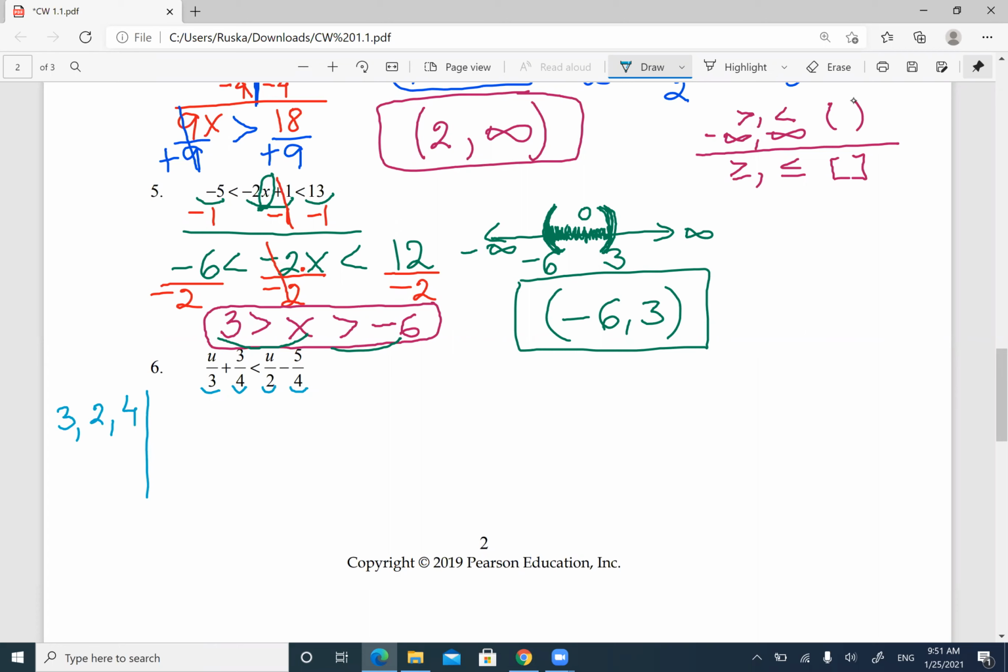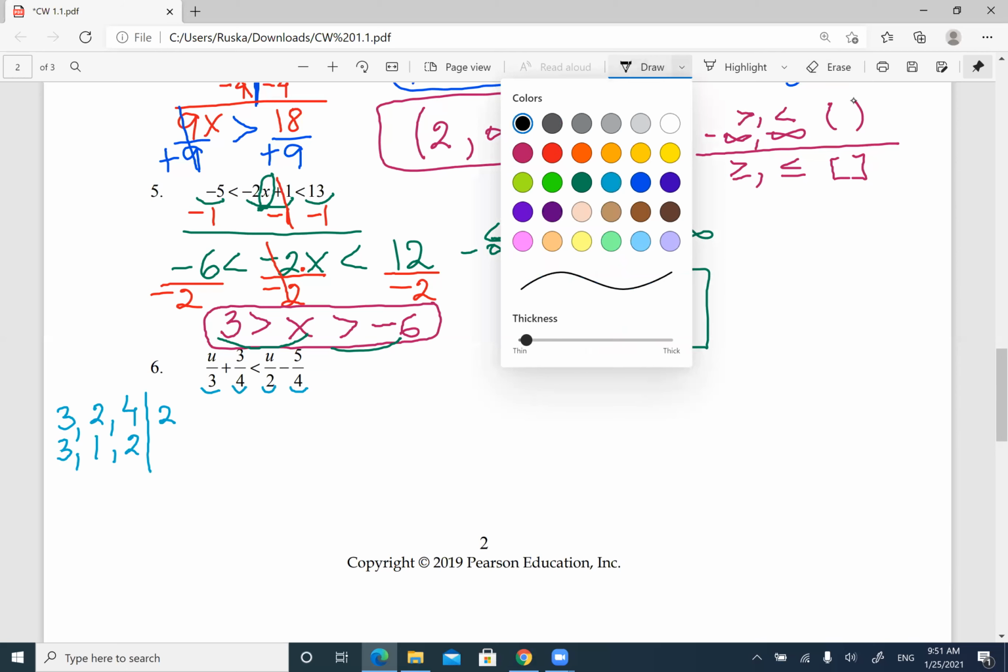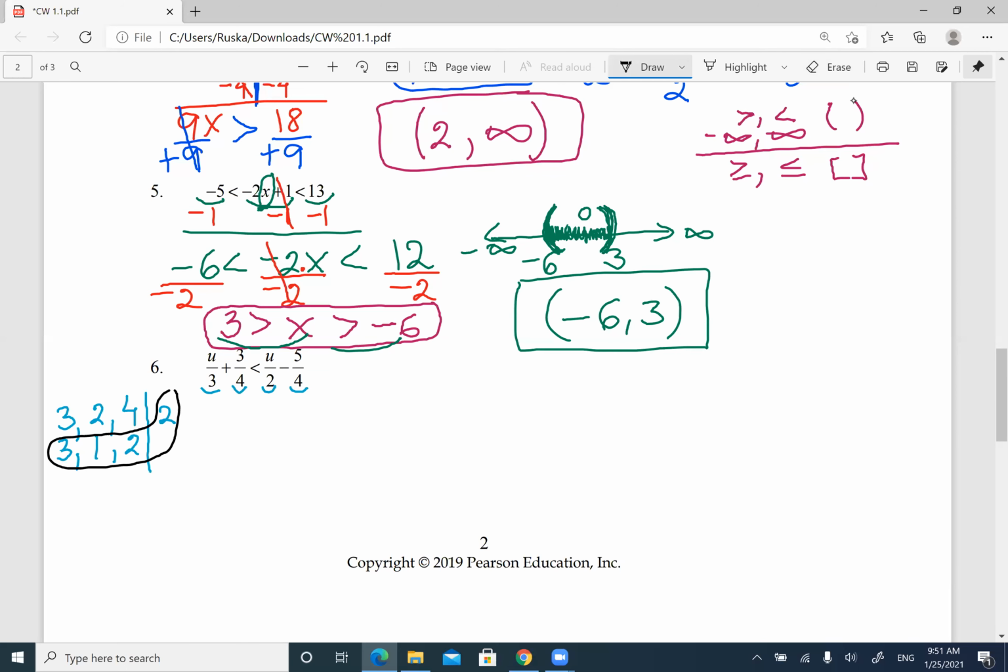So look at these three numbers, 2 and 4 are divisible by 2. So I'm gonna bring down the 3, divide this by 2, and this by 2. And then there are no two numbers divisible by the same number. So what I need to do is multiply all these numbers to get the least common denominator. 3 times 1 is 3, times 2 is 6, times 2 is 12. So that's my common denominator, and that's what I'm multiplying both sides by. So I'm multiplying everything by 12, left side by 12, right side by 12.